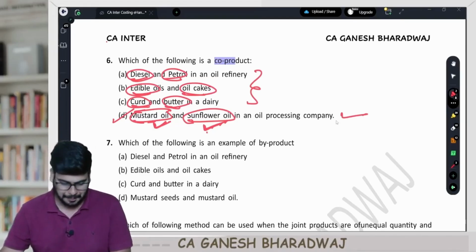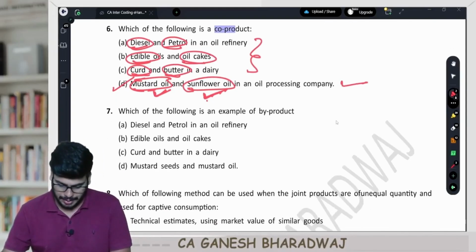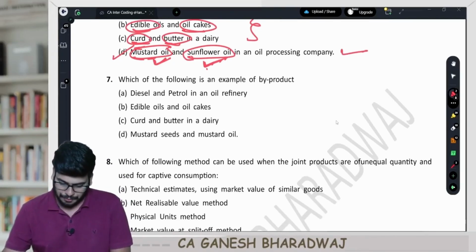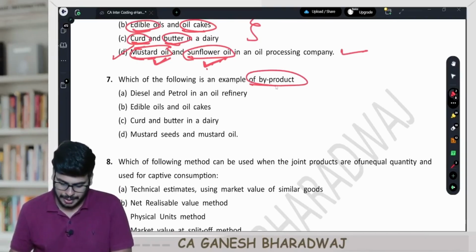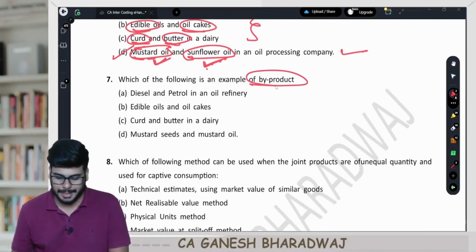Yes? Fine. Next, question number 7. Which of the following is an example of byproduct? Come on, A, B, C, D. Which of the following is an example of byproduct?